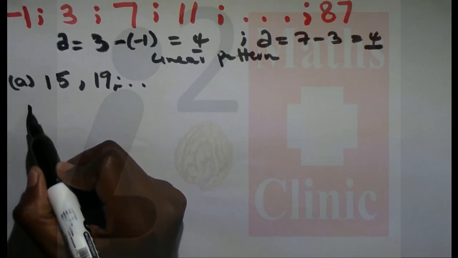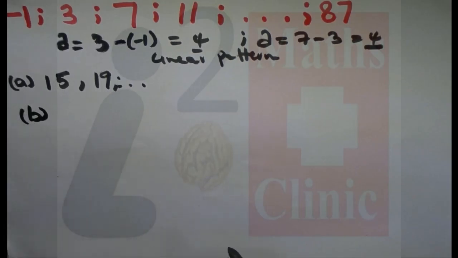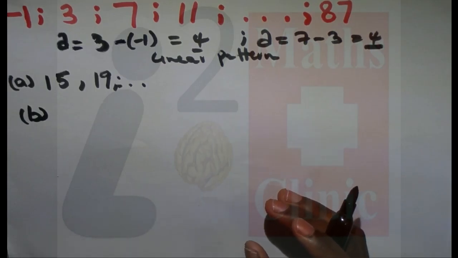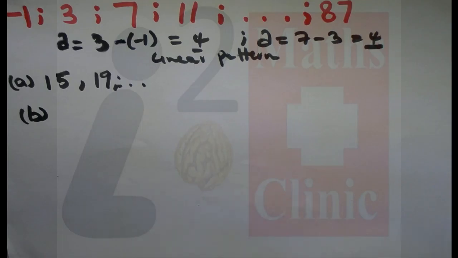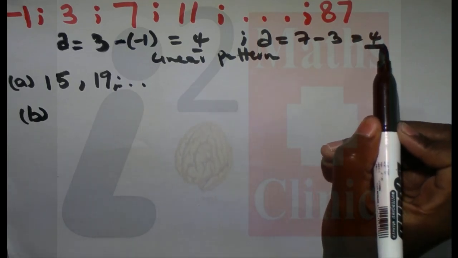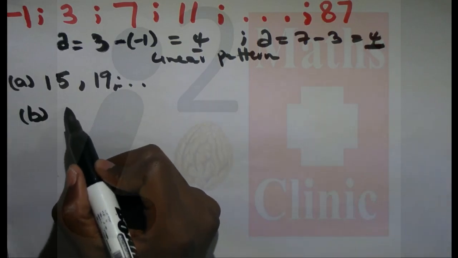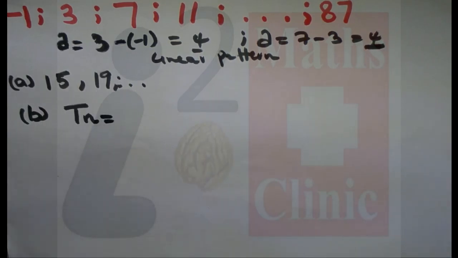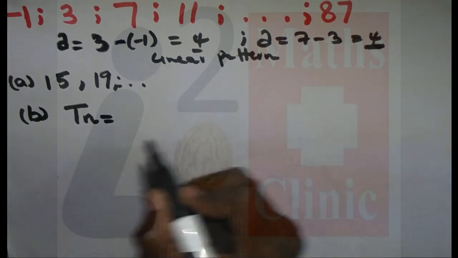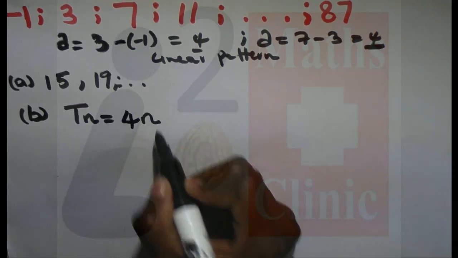And then kuthiwa determine the formula for the nth term, Tn. So ndifuna ukubonisa apha iformula yakho for i-nth term uyifumana njani. Okay, now into ozoqala uyenze apha uzawuthi i-difference yakho ngubani phayana? I-difference yakho ngu 4. Okay, so Tn ikubonisa the easiest way to find i-formula yakho for i-linear pattern. So thatha la difference yakho uthi 4n, right?